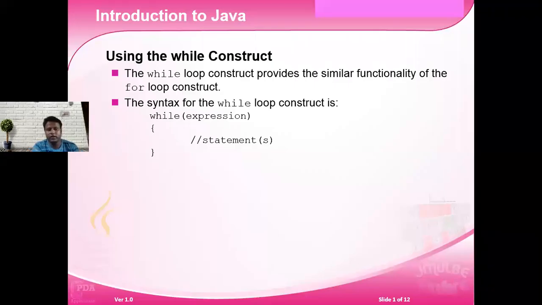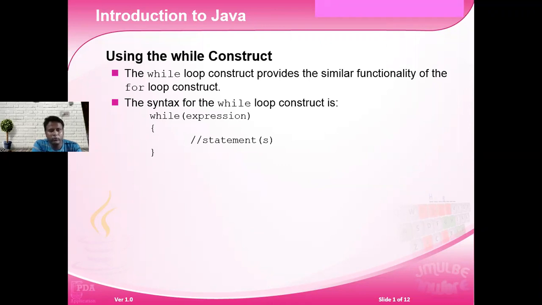Today we start with the while loop. The while loop construct provides similar functionality to the for loop. A for loop contains three parts. First, you initialize the value. Then you go for a checking condition. If your condition is true, then the inner part of the loop is executed. Then your increment or decrement is applied.